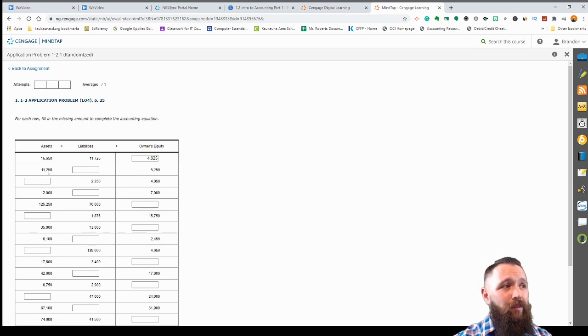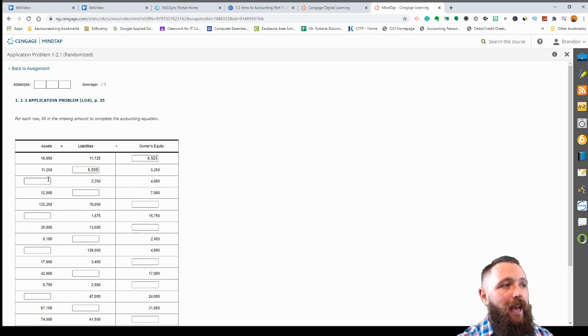Okay. So for the next one, we have $11,250 in assets. We're missing liabilities, and our owner's equity is $5,250. So what would you do there? Well, we're going to take the $11,250 and we're going to subtract the owner's equity of $5,250, and that means that our liabilities is going to be $6,000. So when we add up $6,000 and $5,250, do we get our assets? Yes, we do.